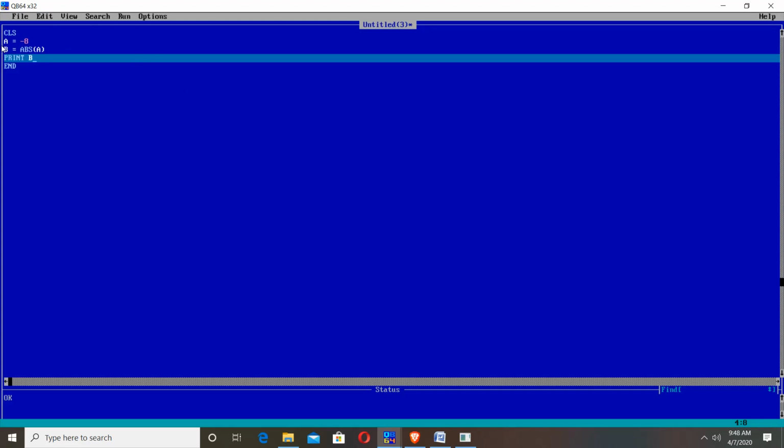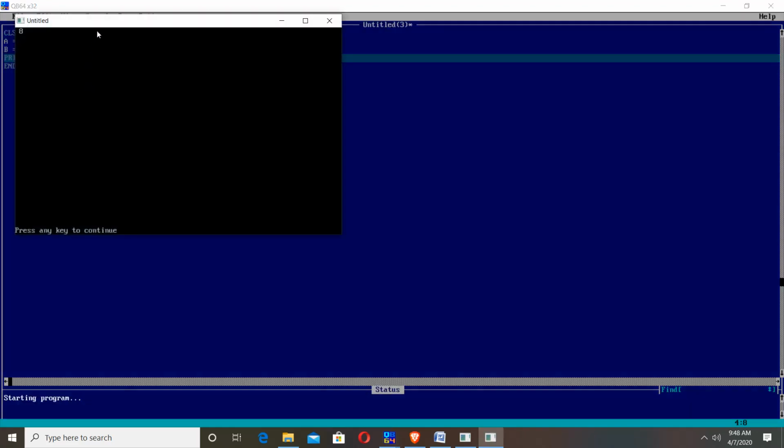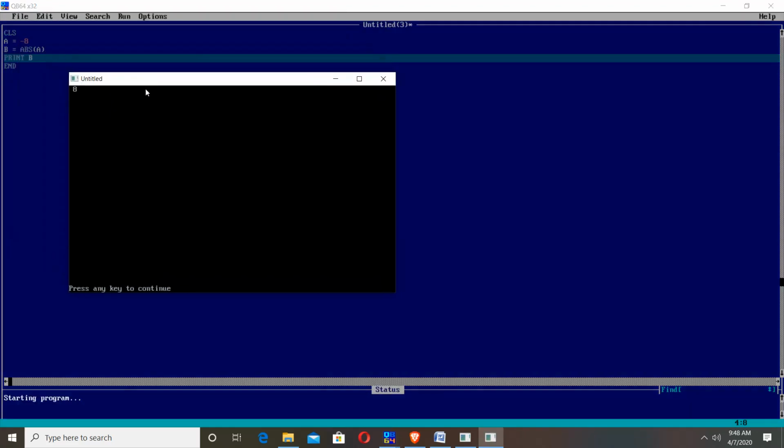Let's see here, the value of A is equal to -8. Now B is equal to abs bracket A. That means this minus sign will be removed, and finally the value of B, or the output, will be 8. Let's check this out. Okay, so the output is 8. So the abs function, it is used to find the absolute value of any number.